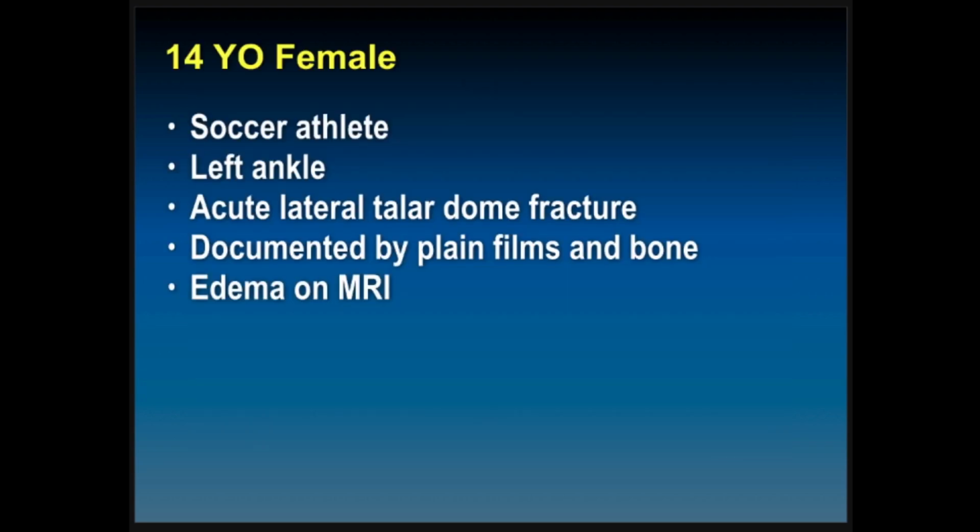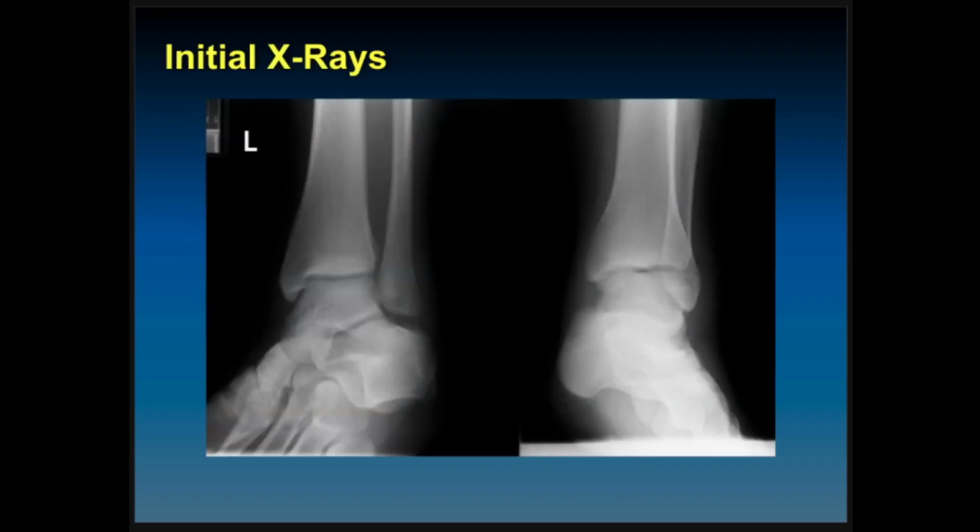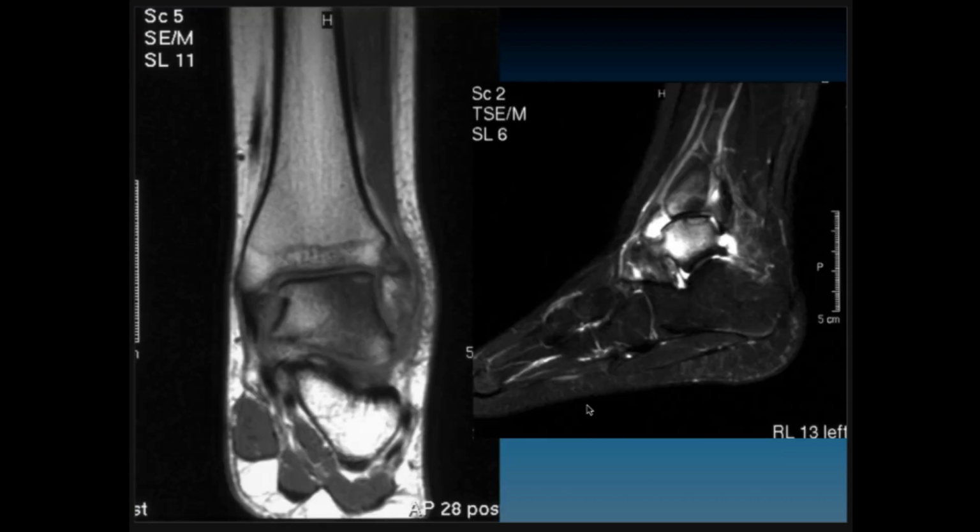This is a 14-year-old soccer athlete, left ankle injury. She had plain films and edema was noted on her MRI scan. So these are her plain films. Don't really see much. Isn't as obvious as that gymnast that I just showed. But this is what her talus looks like. So you can see the intense increase in activity on T2, indicating significant bone marrow edema. And you see this little non-displaced fracture right here, best seen on the lateral MR.